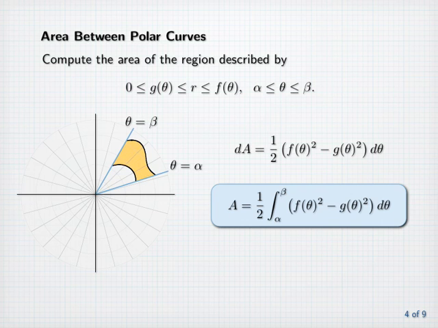Notice that this integral equals 1/2 the integral of f of theta squared, which gives the area between the origin and the outer boundary, minus 1/2 of the integral of g of theta squared, which is the area between the origin and the inner boundary.